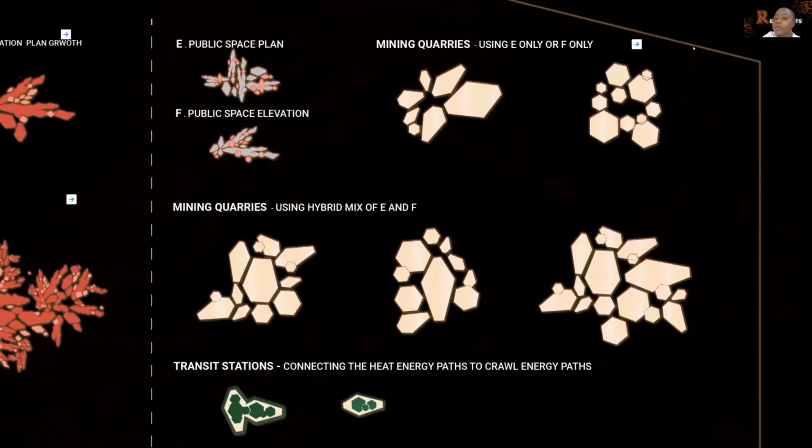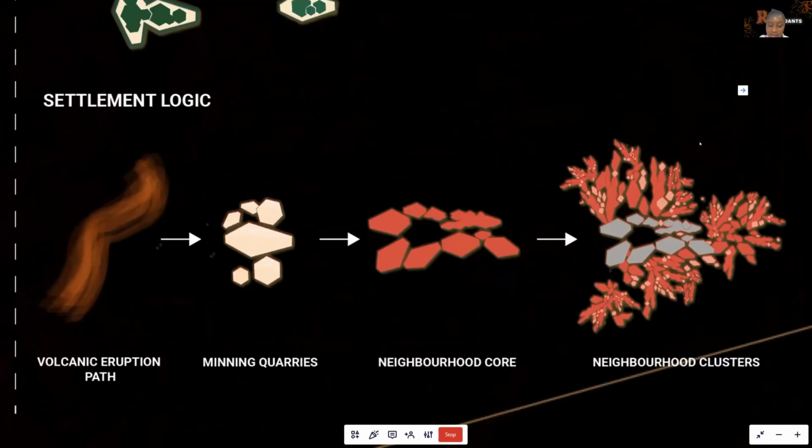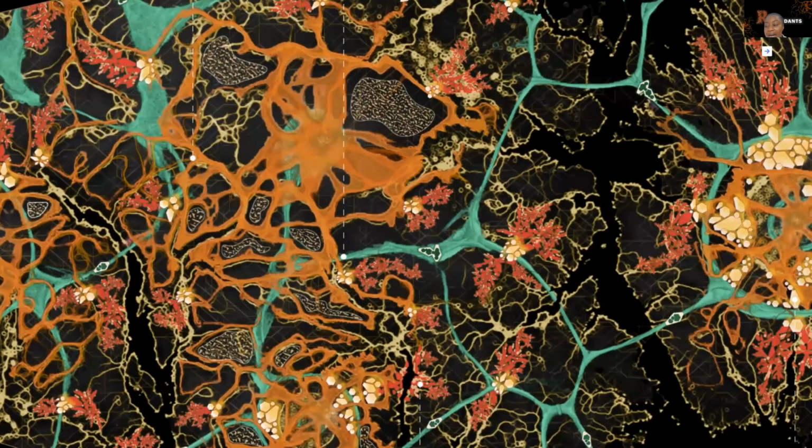We also developed a series of public spaces that happen in the cosmogony system. Overall, this is the settlement logic. From the volcanic eruption path, we have mining quarries where neighborhood cores begin to grow, and then the clusters of settlements swarm from it. Here is our new world, an arid volcanic universe made up of cities that feed off mineral and energy, and settlements embedded in canyons which are filled with lava around volcanic eruption points.